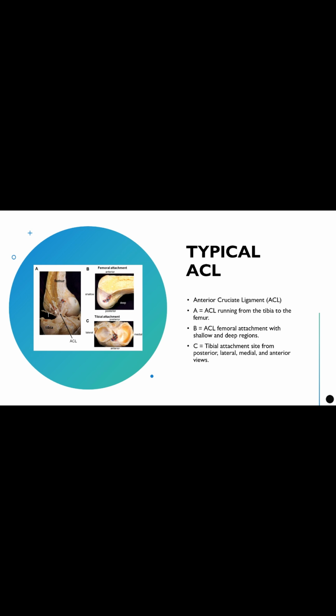On the left side, picture A shows the ACL running from the tibia to the femur. Image B shows the ACL femoral attachment with shallow and deep regions. Image C on the bottom right shows the tibial attachment site from posterior, lateral, medial, and anterior views.